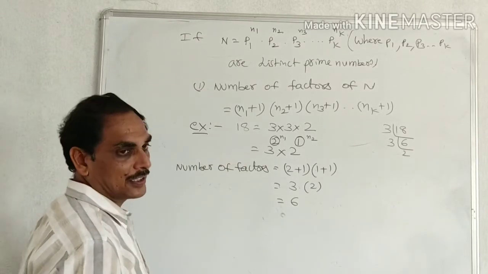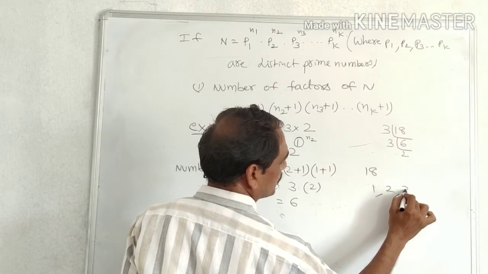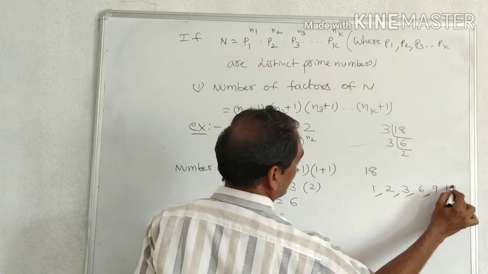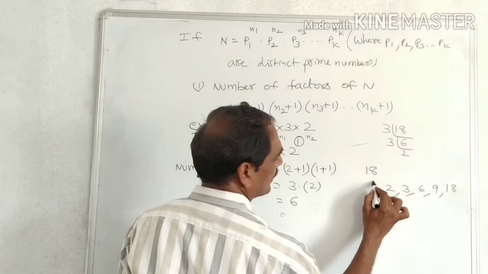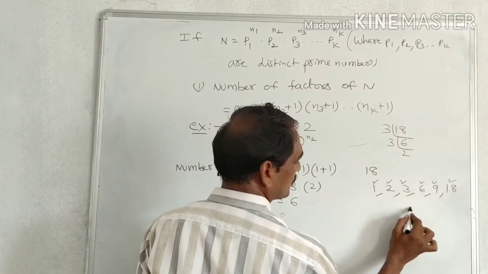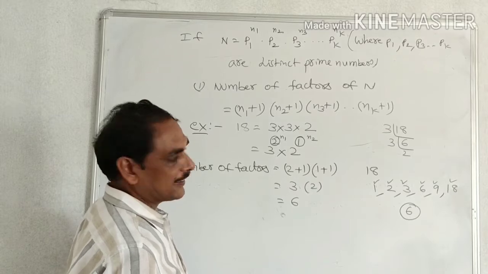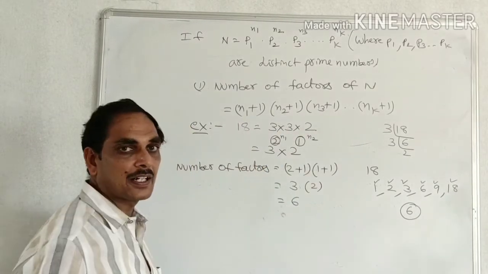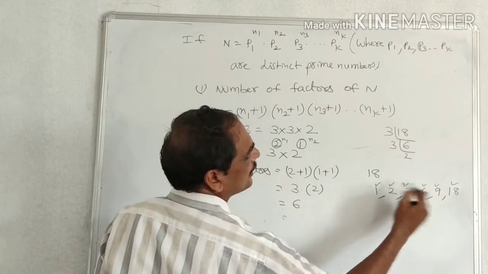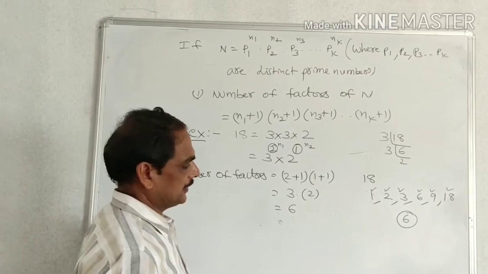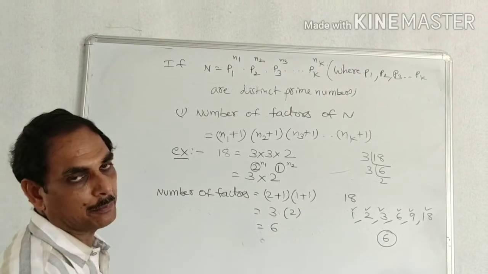Already we know how to find the number of factors of a number like 18. The factors of 18 are 1, 2, 3, 6, 9 and 18. These are the factors of 18. Now how many factors? 1, 2, 3, 4, 5, 6. So we have 6 factors for 18. We can find the number of factors by using this formula for bigger numbers easily. For smaller numbers we can find the factors and count them. So this is the formula and its application, how to find the number of factors of a number.